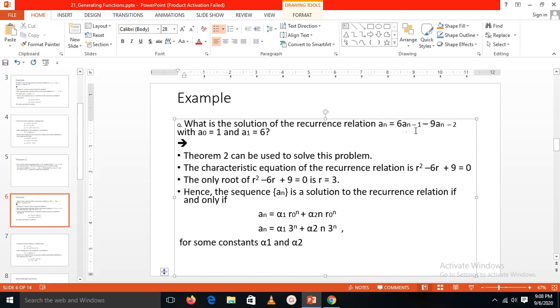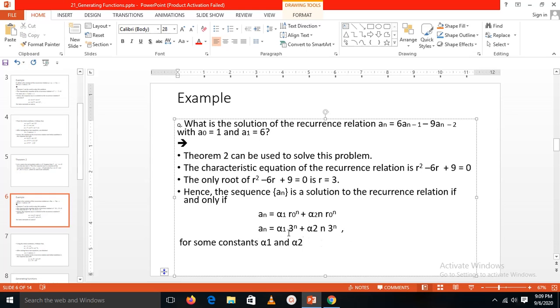Now the sign will be changed. Plus sign will be changed to the minus, that is 6r, and this minus sign will be changed to the plus, that is plus 9 is equal to 0. After solving this equation, we got only one root here, that is r is equal to 3. Understood? Next, the sequence an is a solution to the recurrence relation if and only if this condition, means this equation, is satisfied.